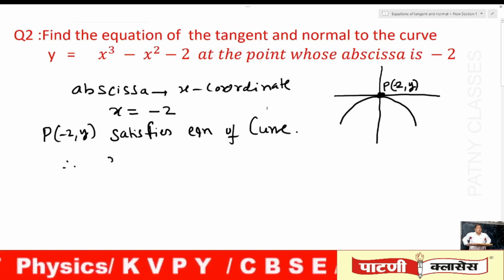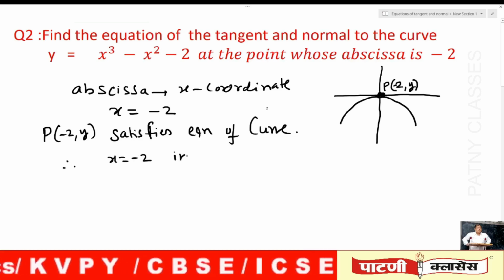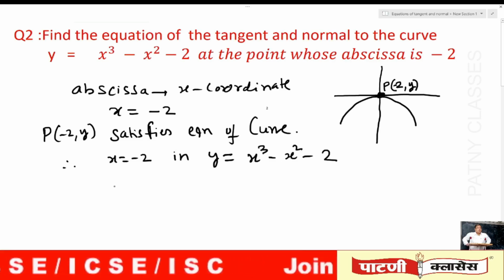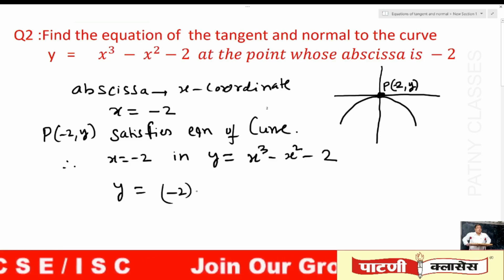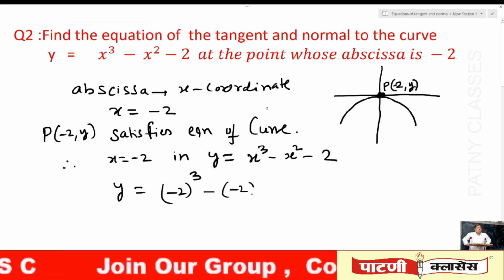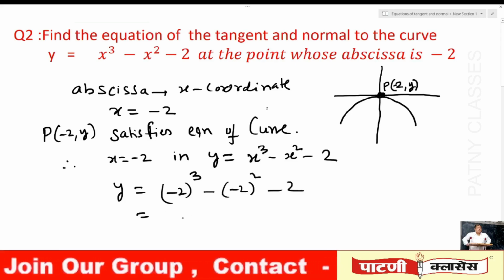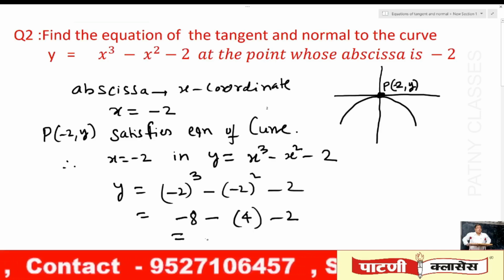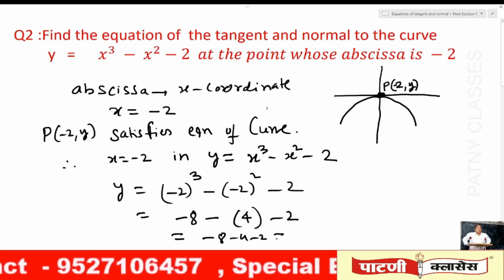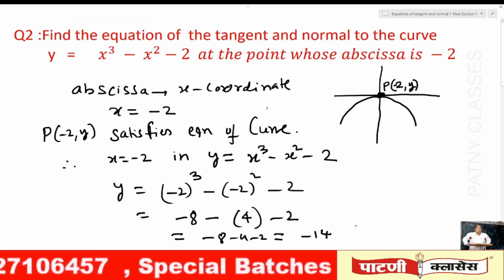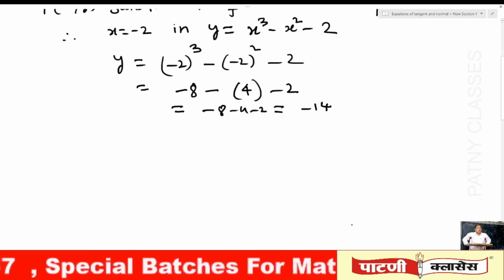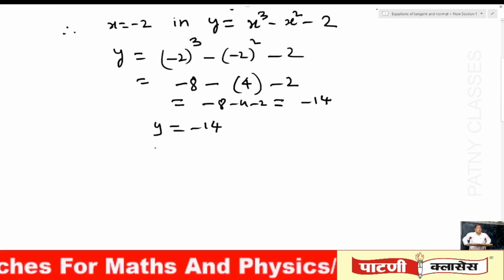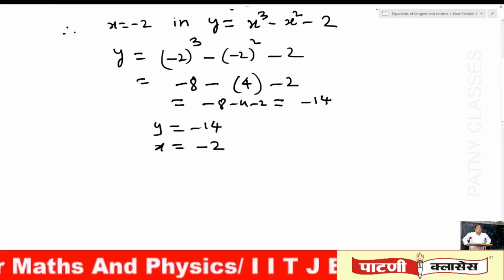Therefore put x equal to -2 in the equation of the curve, x cube minus x square minus 2. Now we put the -2 value in place of x. Be careful when minus is given. Sometimes if we do not pay proper attention, we commit mistakes. So we got y equals -14, and x is already -2.